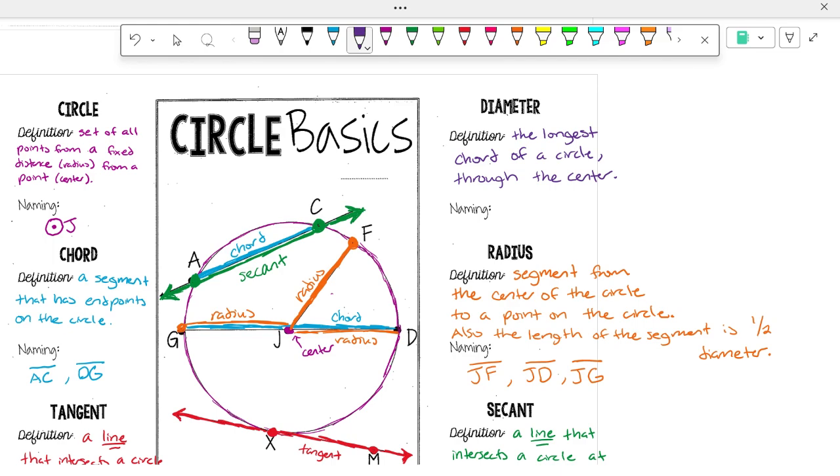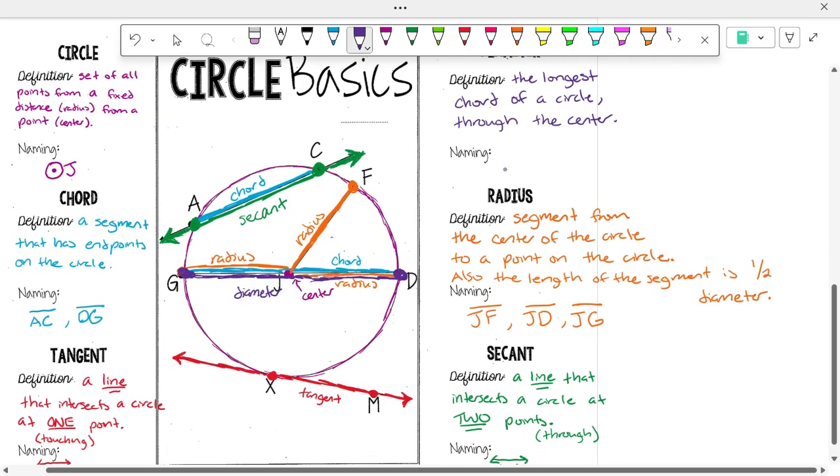And remember, so if the radius is half the diameter, that means the diameter is what? Double the radius. So remember, the diameter is also double the radius. So my diameter would be from G all the way to D. So this would be my diameter. And we name it just like a line segment. So it'd be line DG.